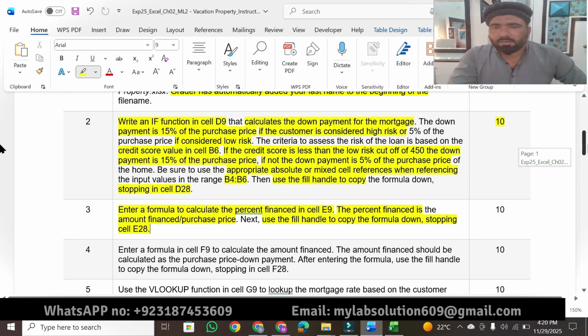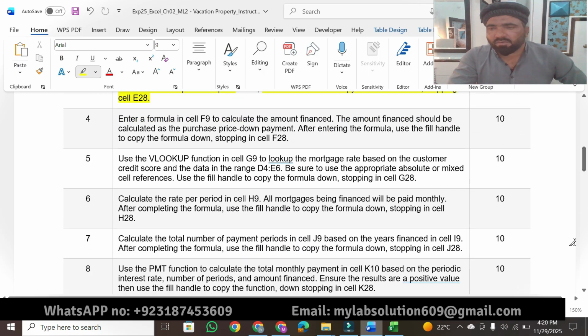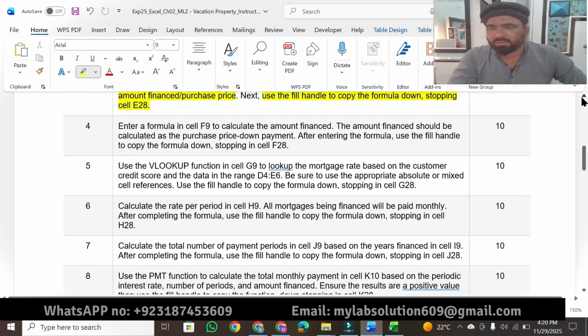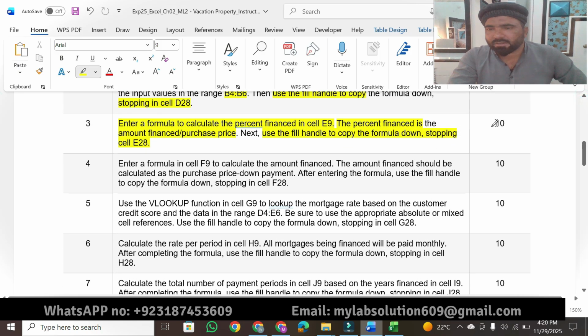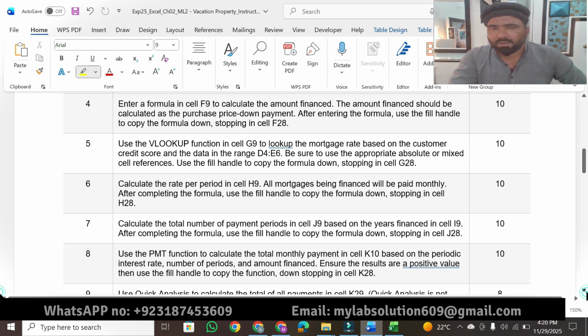Remember that we solved question number two, then we solved question number three. Now we are moving toward question number four. In question number three there are also 10 marks, so it's not easy. I mean, it's not a small one. So now we are moving toward question number four.